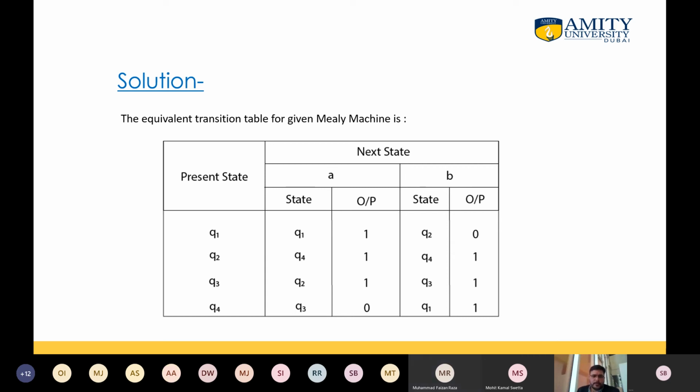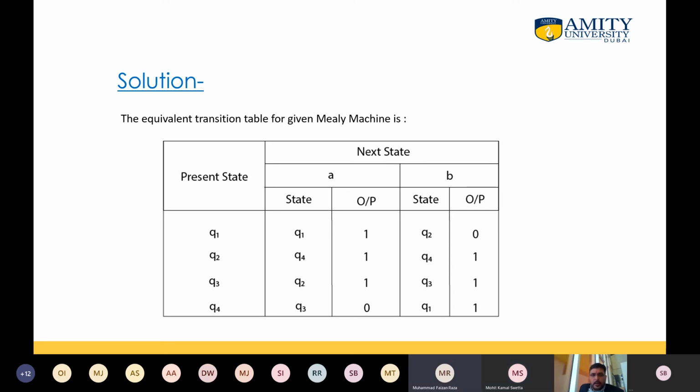What about Q3? Q3 input A output is 0, input B output is 1. So for Q3 as well there are two outputs, isn't it? And for Q4? For Q4, input A output is 1, input B output is 1. Common output 1. So for Q4 there is a single output.